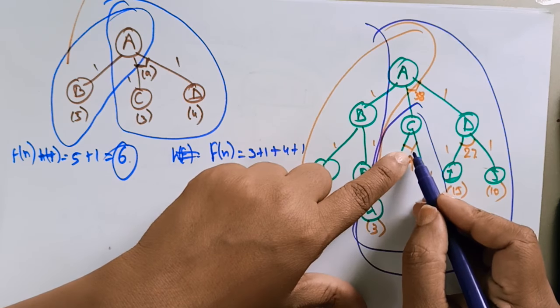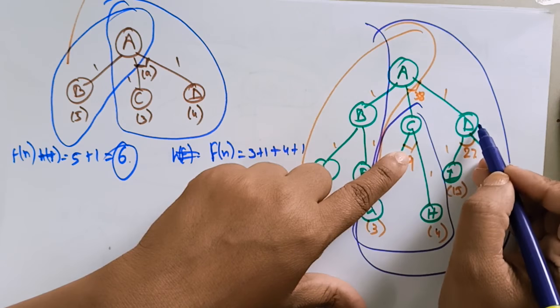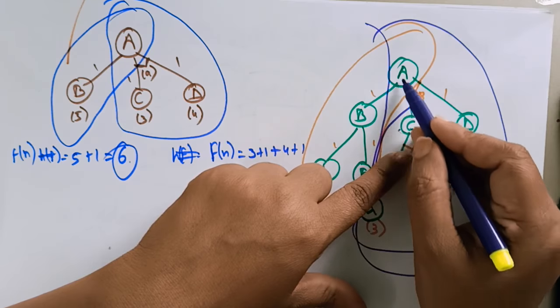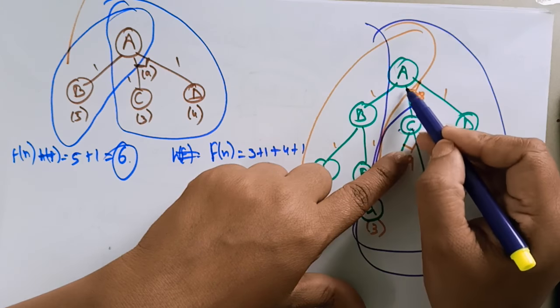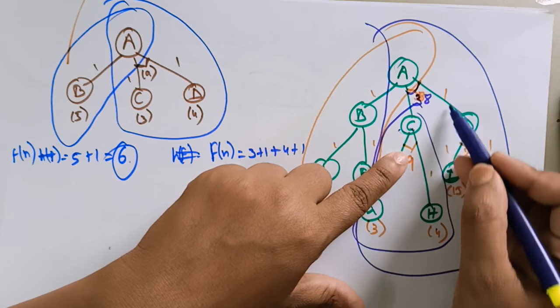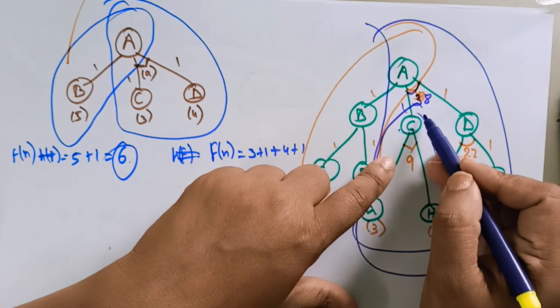So for these two nodes, the complete task D has to be done. Only with C you can't complete the task. C plus D, then only you'll get A. So the total cost here is 38 that you got. This is 27, 27 plus 1 and 9 plus 1, you'll get 38.